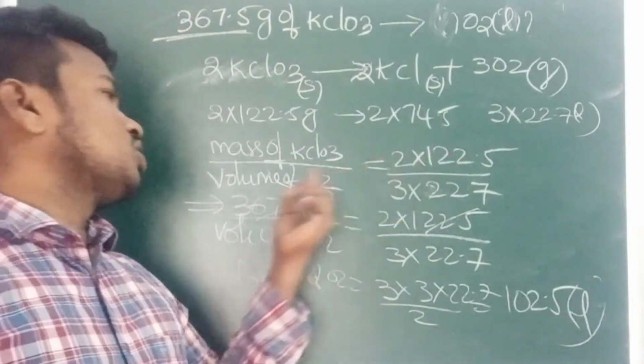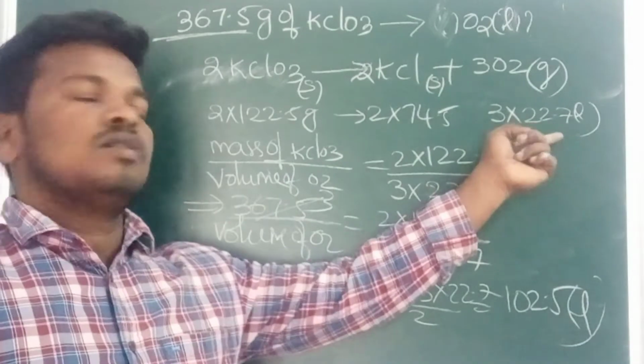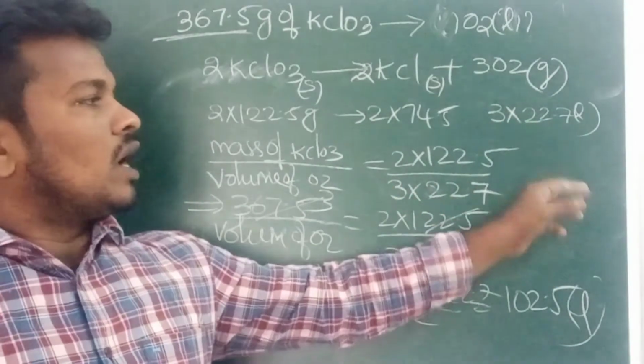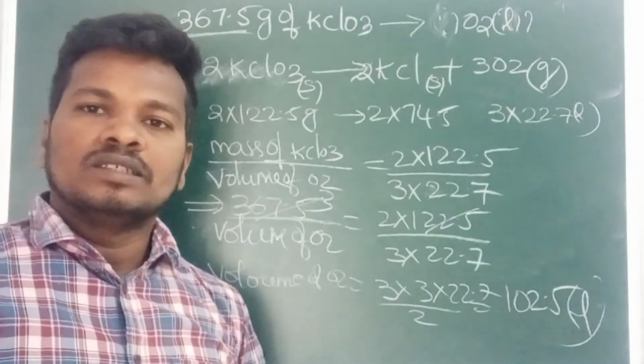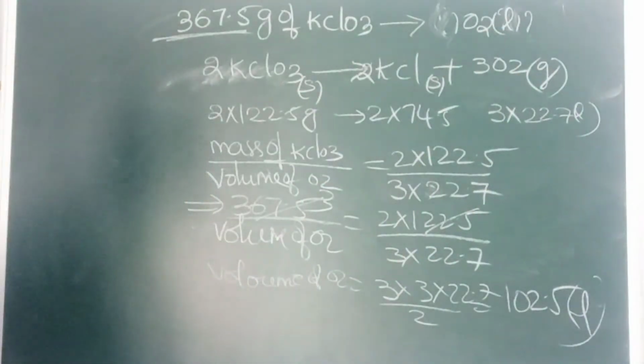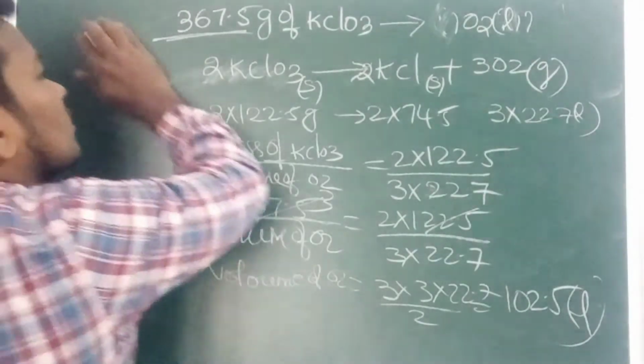Same as before, where we found the mass of O2, here you have to find the volume of O2. But here you have to understand it is at STP, 22.7 liters. Okay, this is about the mass-volume analysis. Now you can see the mole analysis.